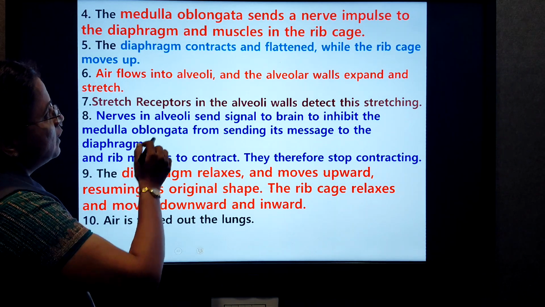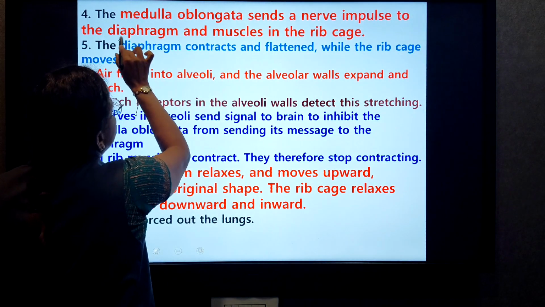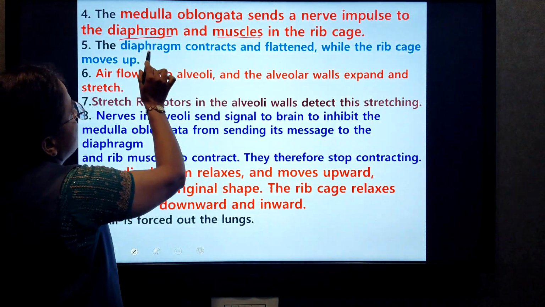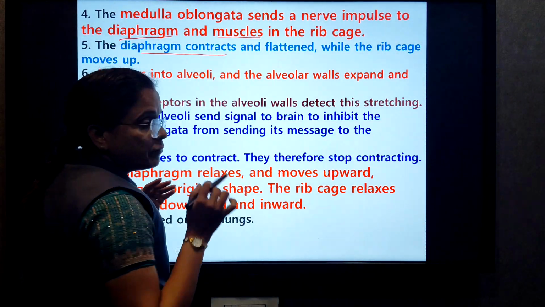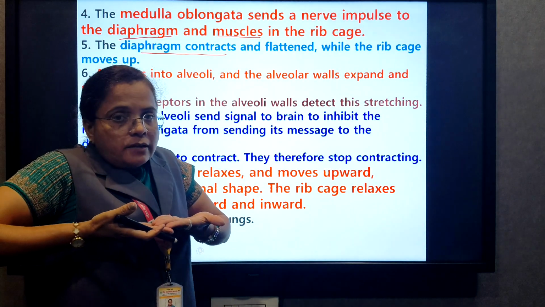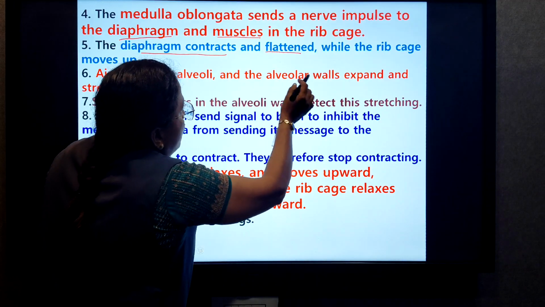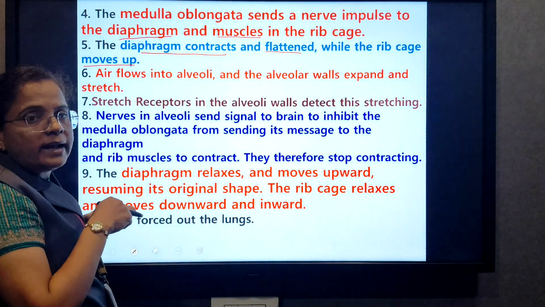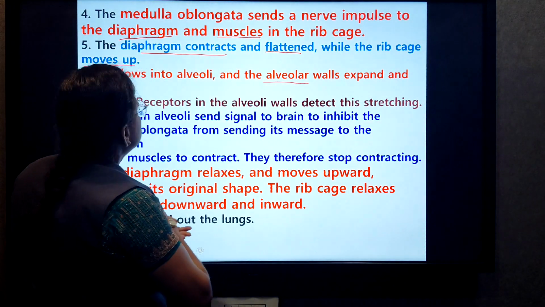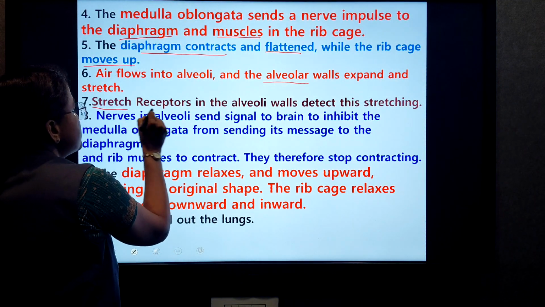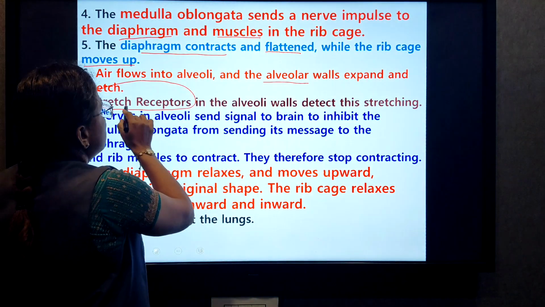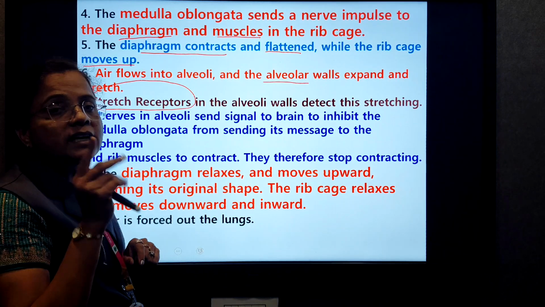The medulla oblongata sends a nerve impulse to the diaphragm, the muscles of the ribs and the intercostal muscles. So the diaphragm contracts. At the time of contraction, the diaphragm becomes flat, while the rib cage moves forward and upward. So air flows into the lungs, and the alveolar walls expand and stretch. Why? On the wall of the alveoli there are stretch receptors that detect the stretching.